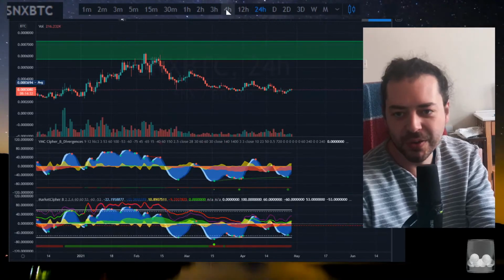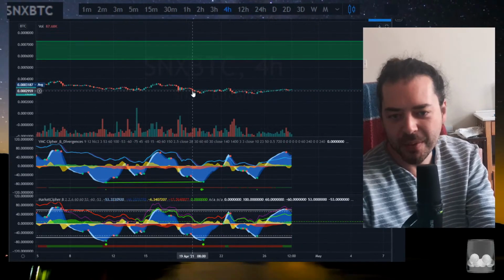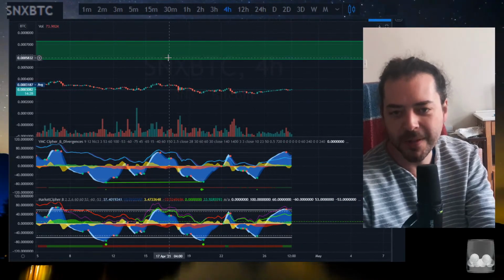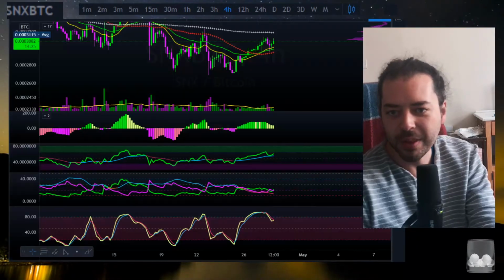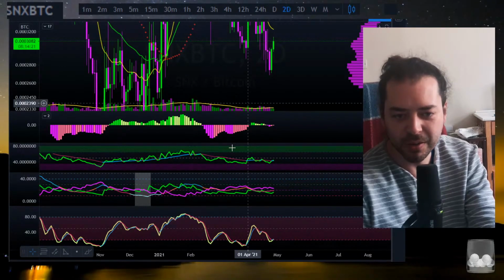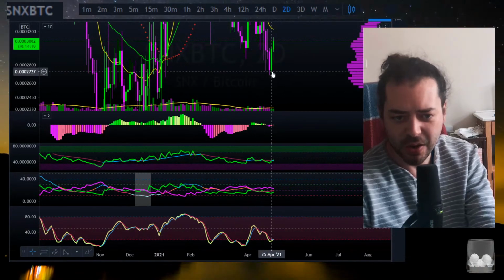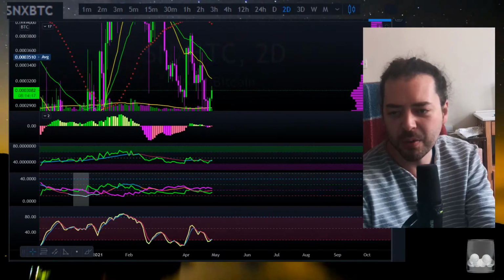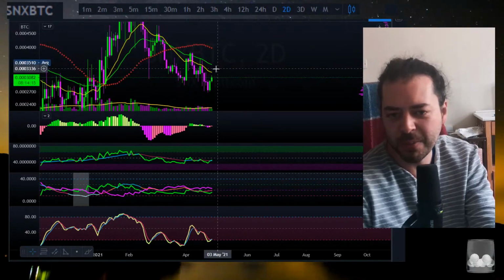Right, anyway, so 4-hour time frame here, you can see that we've had distinct bullish divergence as well on that one. But this was 2-hour. I went the wrong way. 2-day time frame here, yeah, bullish divergence as well on this. Now it's not confirmed yet.